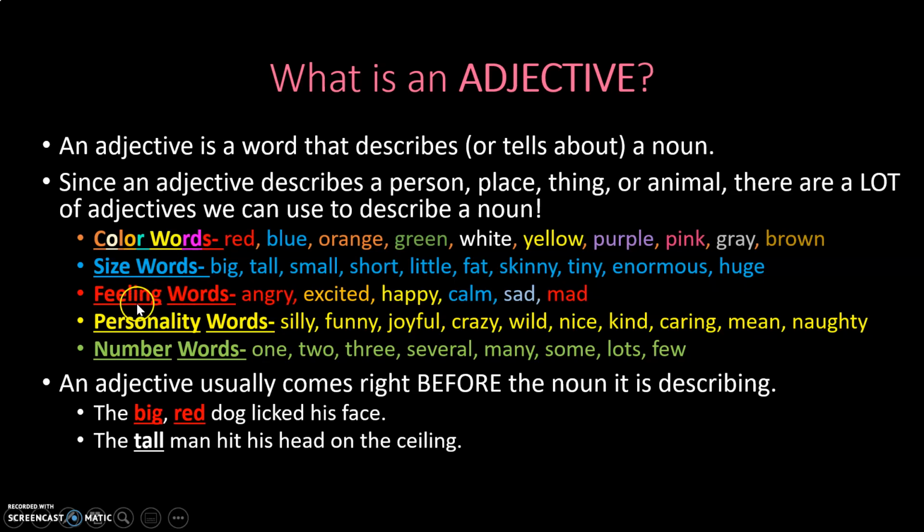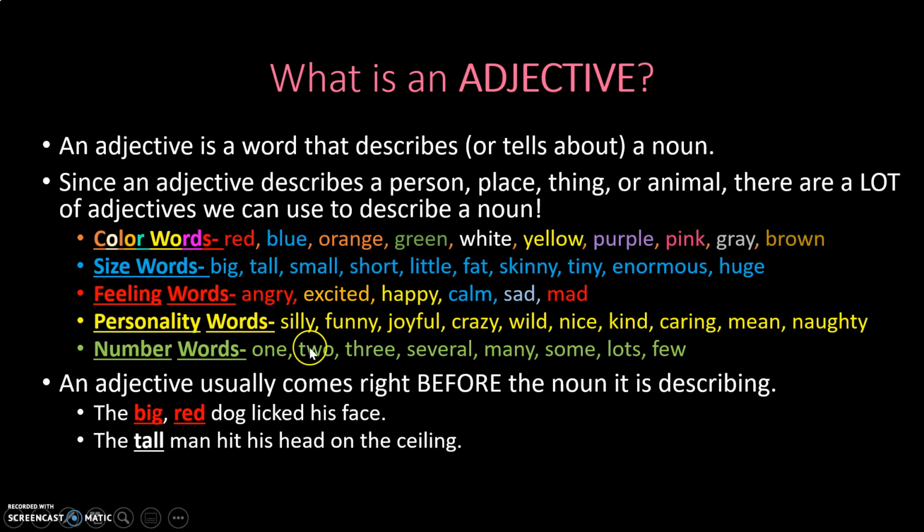Feeling words. Feeling words are also adjectives. Words that describe a person by describing how they're feeling might be angry, like the angry man, excited, the excited girl, happy, the happy pet, calm, the calm classroom or the calm students, sad, the sad monster, or mad.